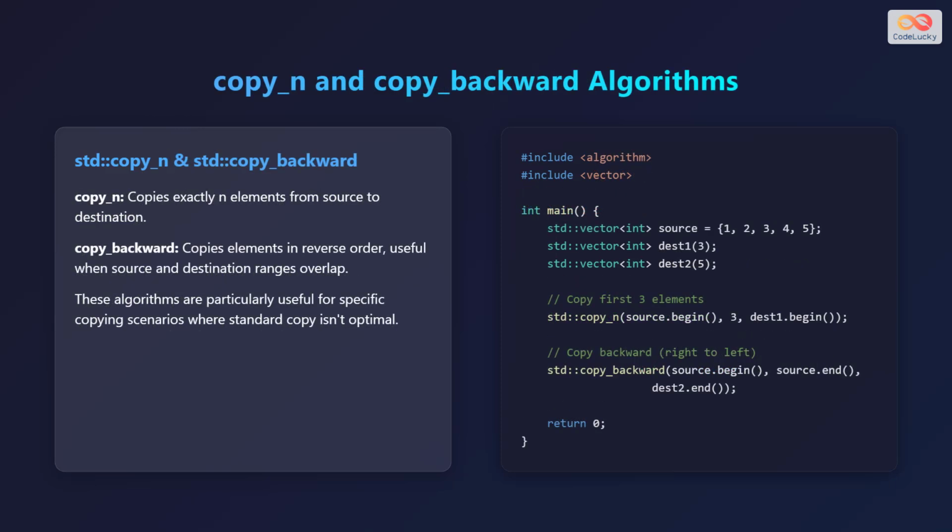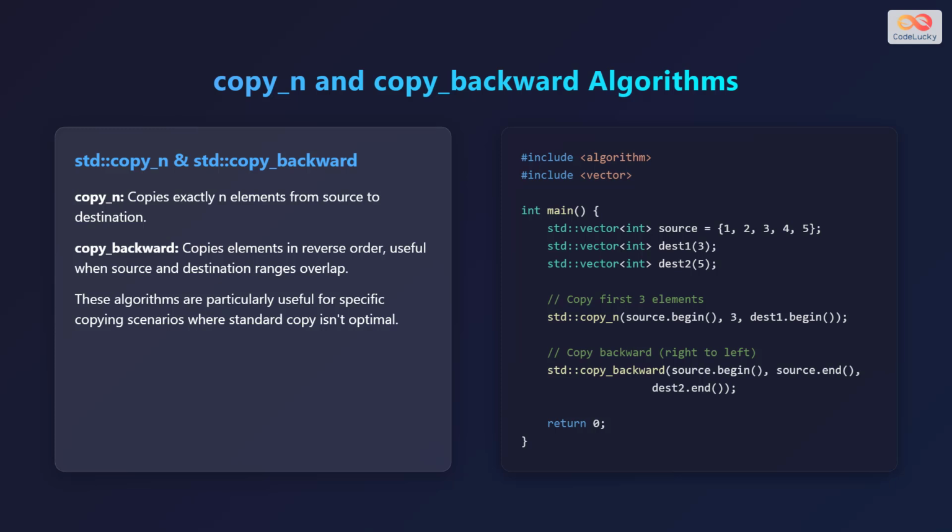Let's now discuss the copy_n and copy_backward algorithms. copy_n copies exactly n elements from the source to the destination. copy_backward copies elements in reverse order, which is useful when the source and destination ranges overlap. These algorithms are particularly useful for specific copying scenarios where a standard copy is not optimal.